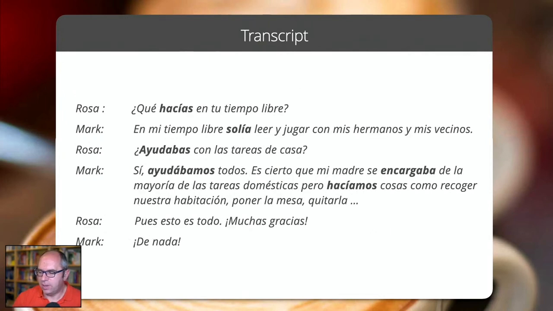Let's look at the second one now. ¿Qué hacías en tu tiempo libre? There we've got hacer, another very irregular verb, but hacer ends in ER.